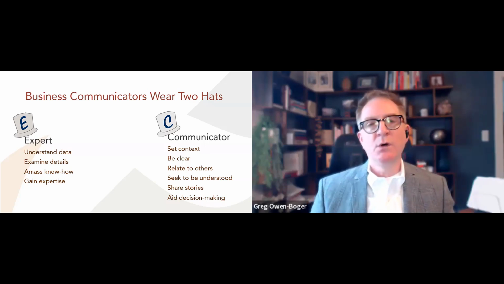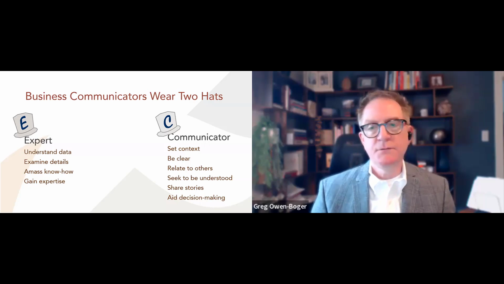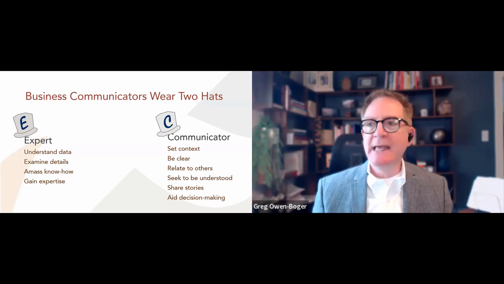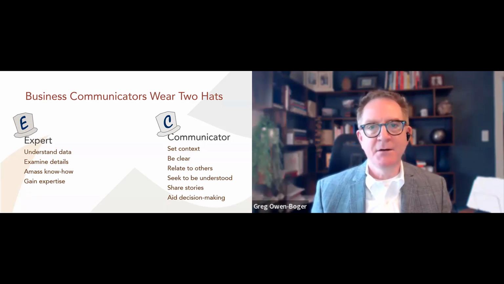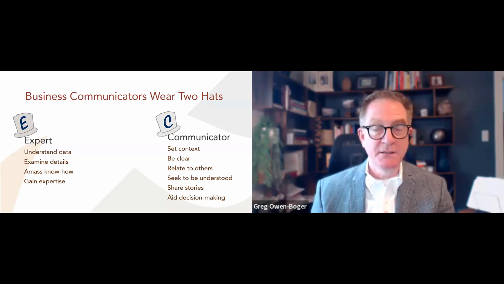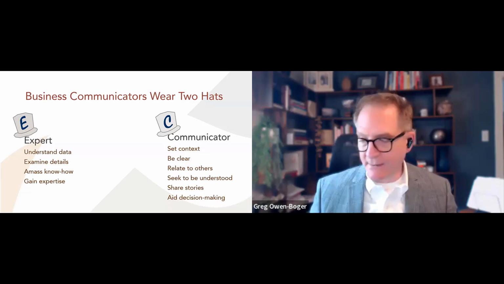So when we're wearing this hat, what we need to do is set context for the communication. We need to be clear, relate to others, seek to be understood, share your own stories and your experiences, and aid other people in their decision making. So that is the next level of the communication job at hand.